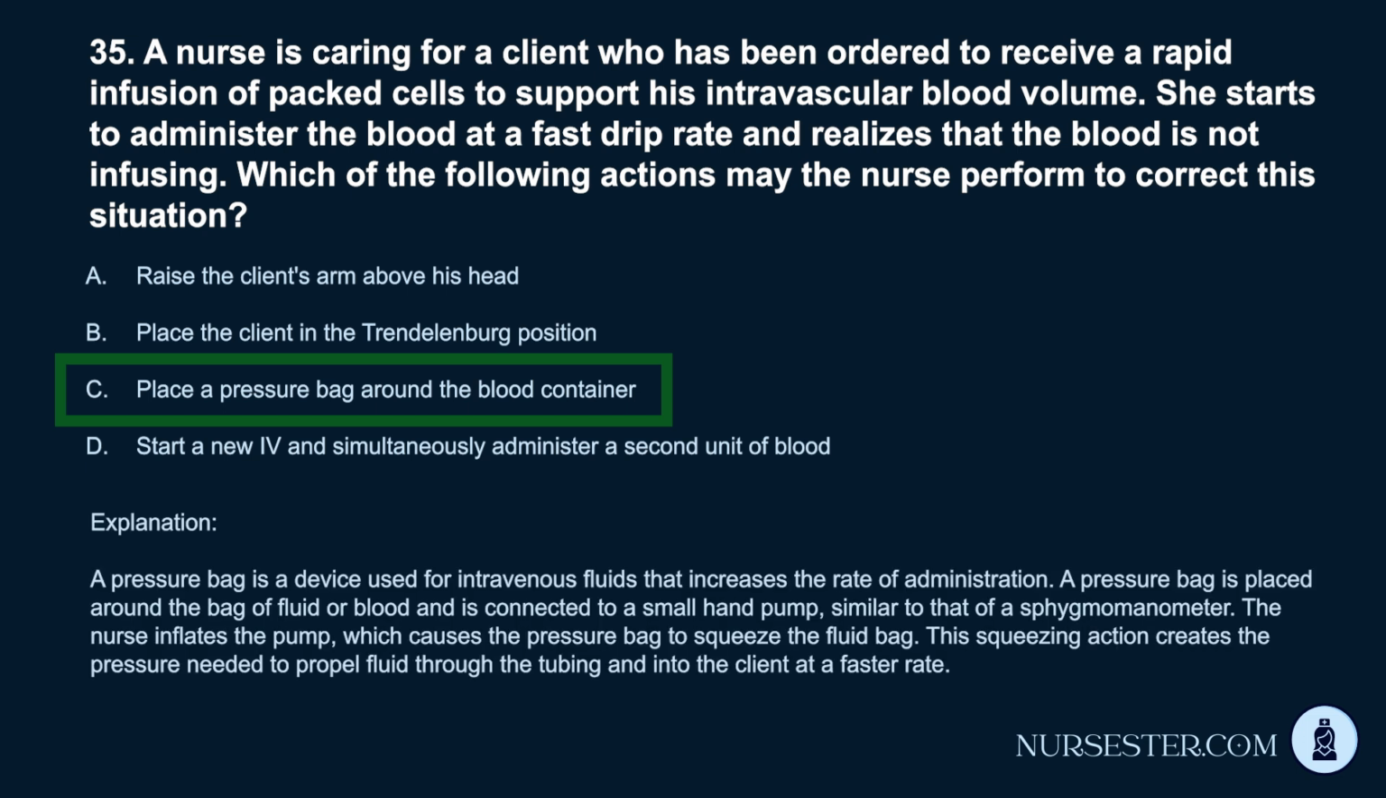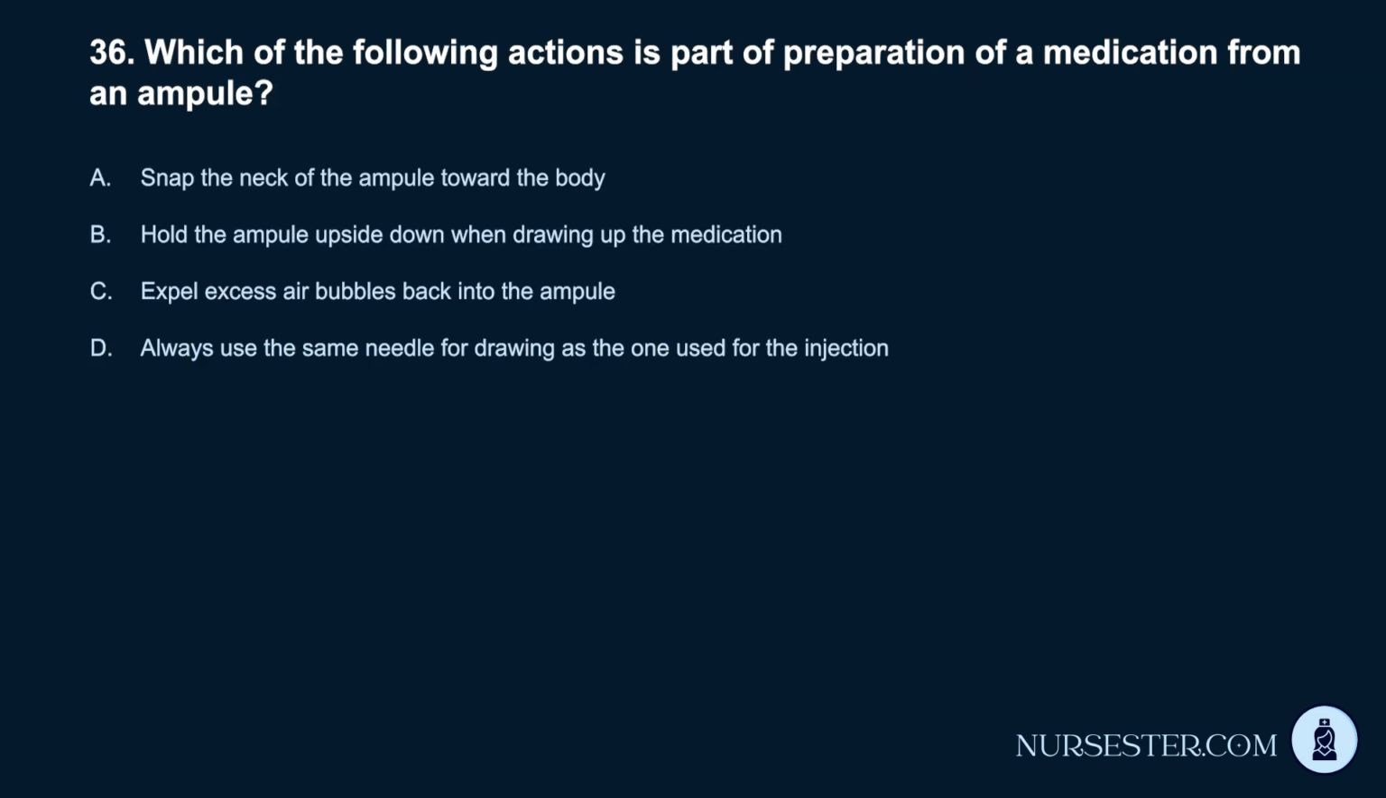A pressure bag is a device used for intravenous fluids that increases the rate of administration. A pressure bag is placed around the bag of fluid or blood and is connected to a small hand pump, similar to that of a sphygmomanometer. The nurse inflates the pump, which causes the pressure bag to squeeze the fluid bag. This squeezing action creates the pressure needed to propel fluid through the tubing and into the client at a faster rate.